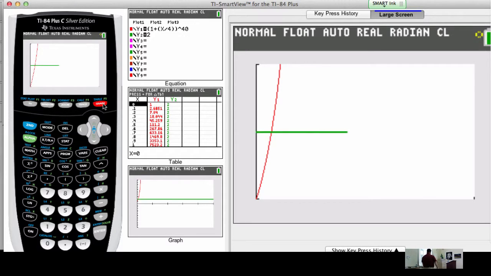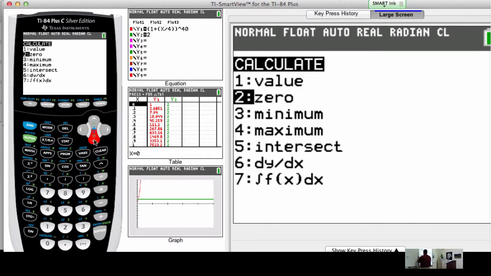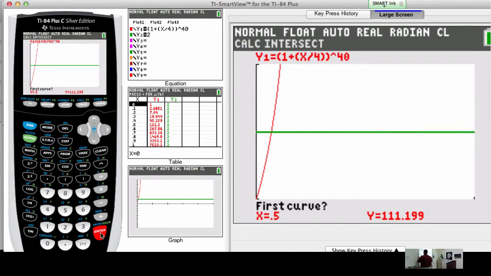All right, so now we have the intersection. What do I do next? I'm just going to come in here and hit second trace. Find the intersection. And it'll say first curve. Now the first curve is the red cursor.